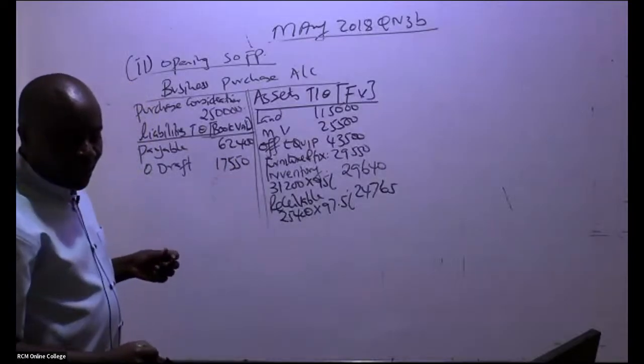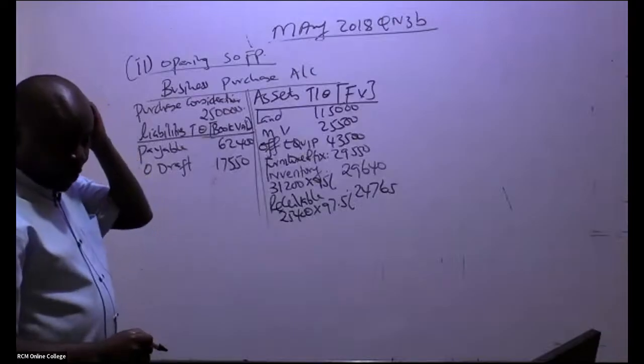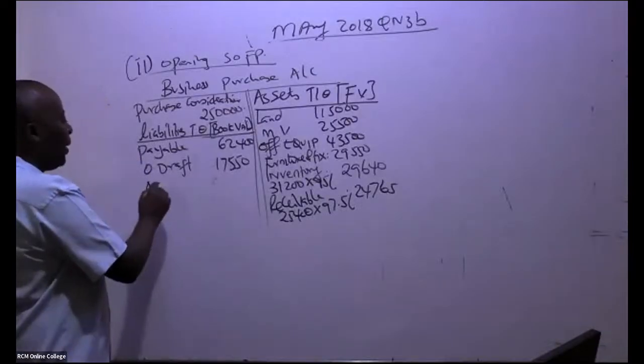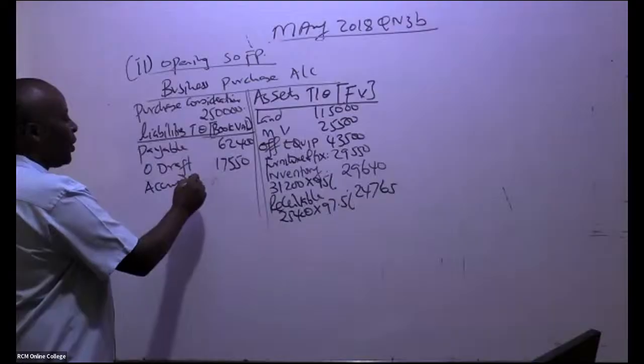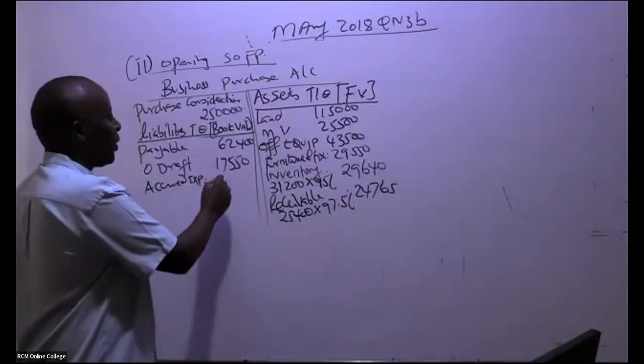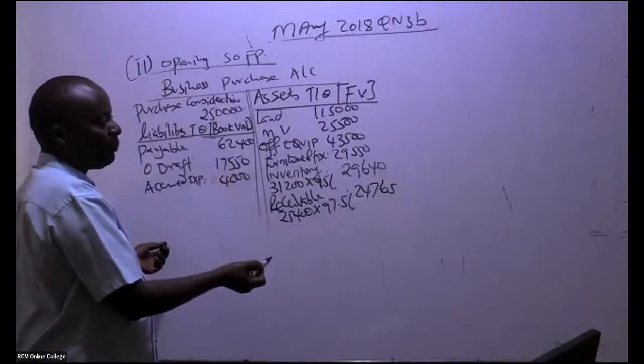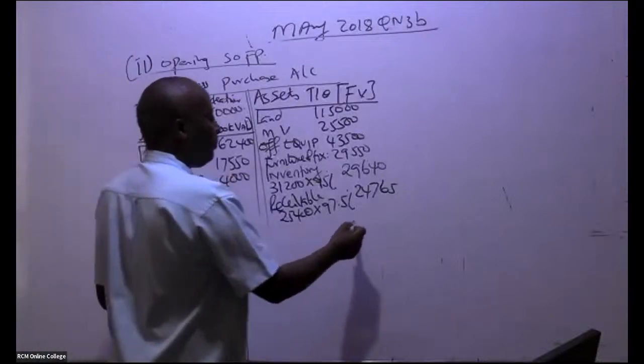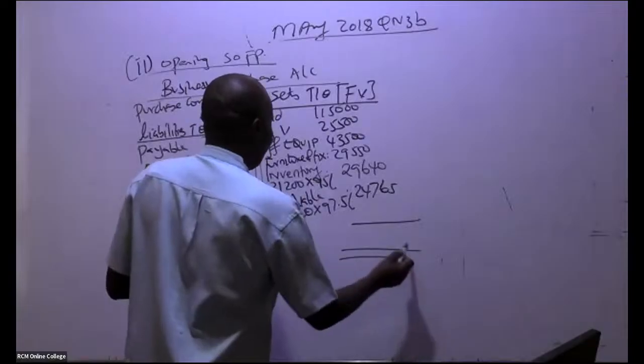Then we have accrued expenses. Accrued expenses, ladies and gentlemen, how much do we have there? 4,000. And there were only 3, if you remember. So come and balance your thing here. So balance this.